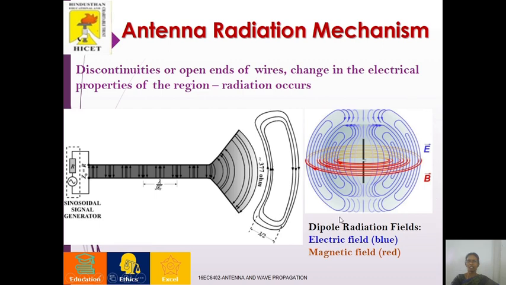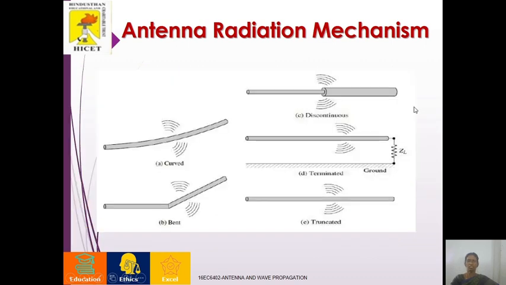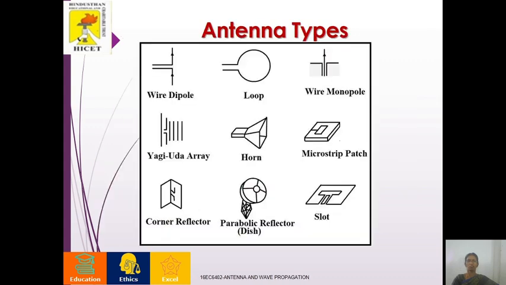That radiation contains electric and magnetic field lines, where the electric field lines are indicated in blue color and magnetic field lines are indicated in red color. So any discontinuity can cause radiation. A curved discontinuity here, a discontinuous structure in the conducting material, a termination in the conducting material, any truncation in the conducting material, any bend observed in this material can cause radiation, and antenna mechanism of radiation thus exists whenever there is a discontinuity in the structure.